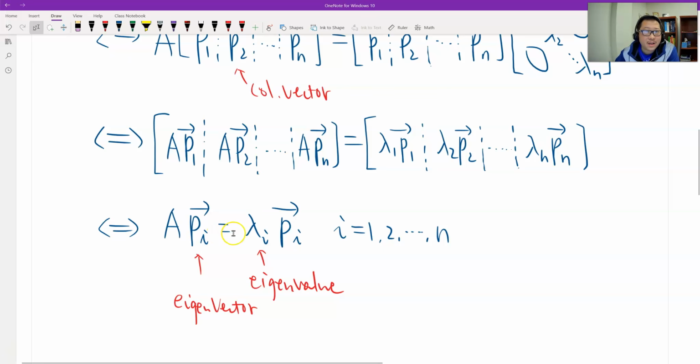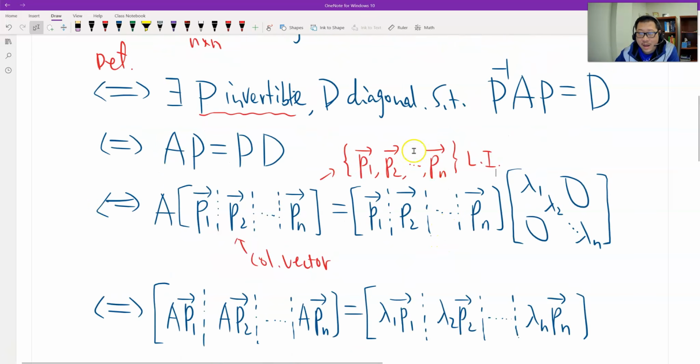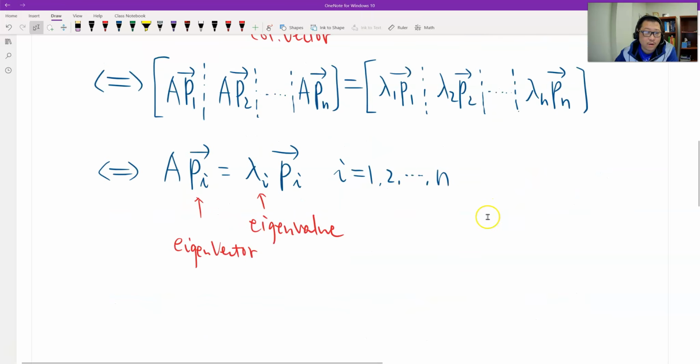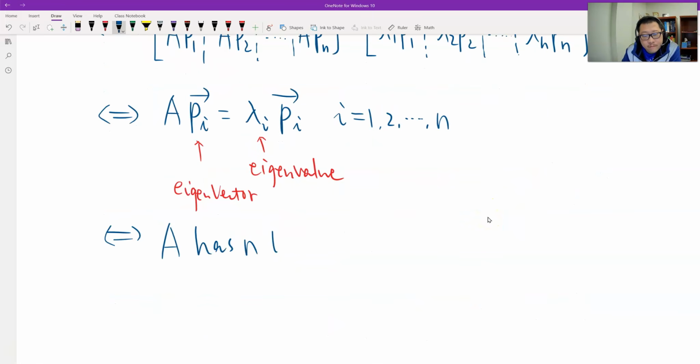How many eigenvectors do we find? And they are linearly independent, right? So I can write: matrix A definitely has n linearly independent eigenvectors. That's the condition. Okay, that's all. Thank you.